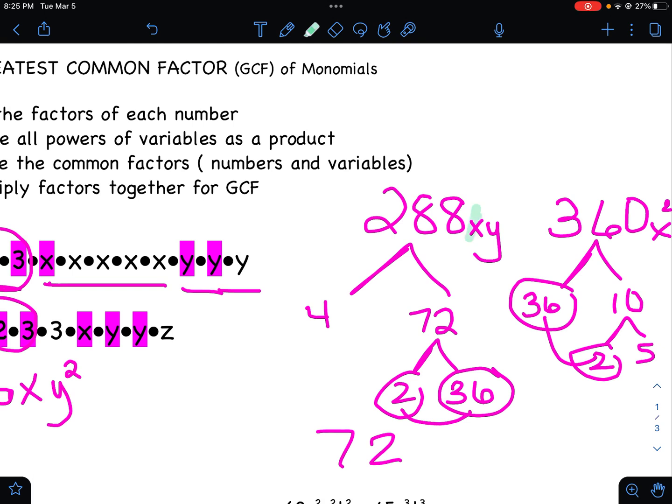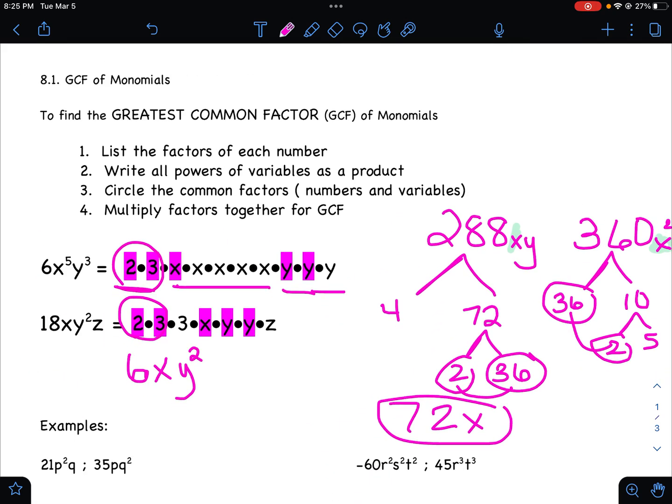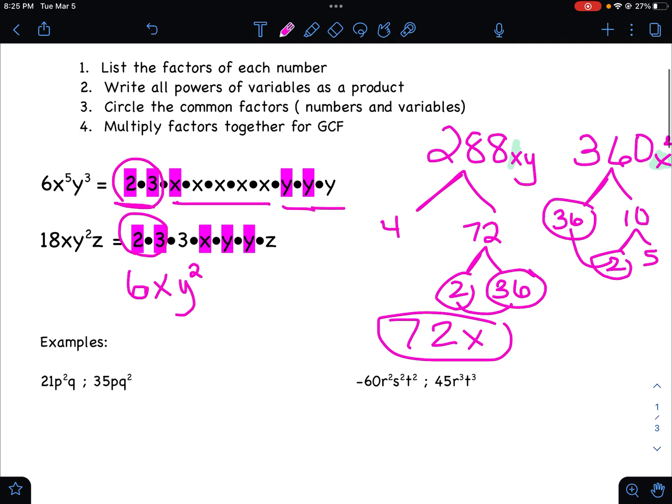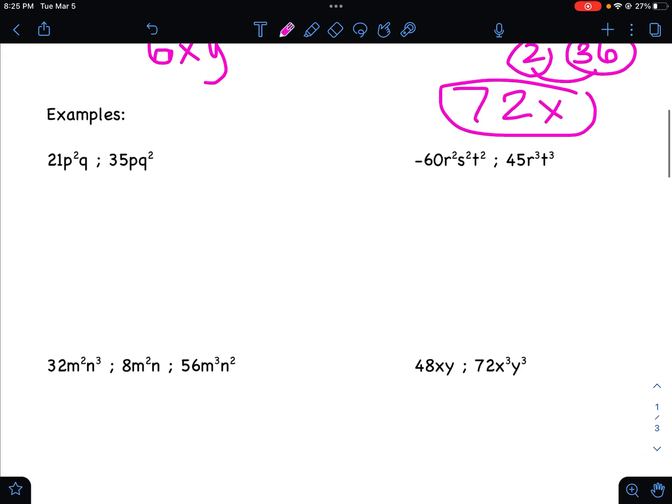And then, let me highlight it here, you have 1 x in common. So my answer down here is going to be 72x. And that would be my answer for this example that's bigger than the hundreds chart. Now the ones we're going to work in class today are going to fit on the hundreds chart for the most part. Write all the powers, circle the ones that they have in common like I did here, and then multiply them together to get my 72.